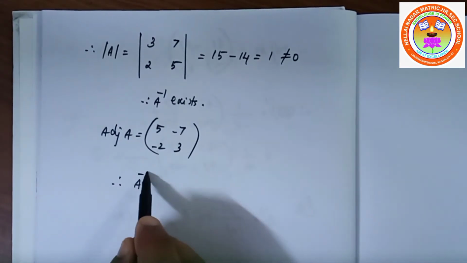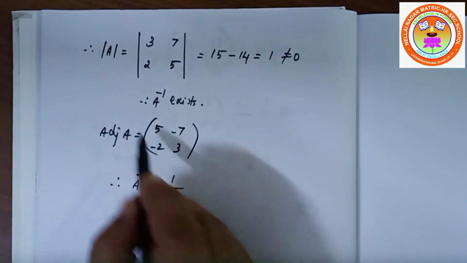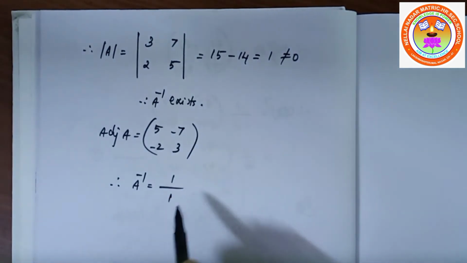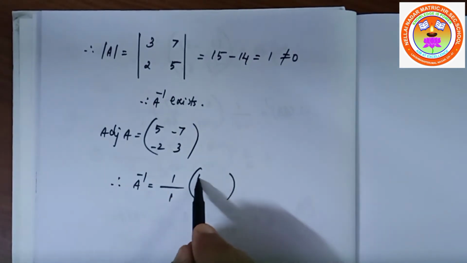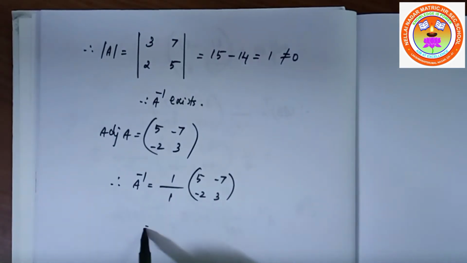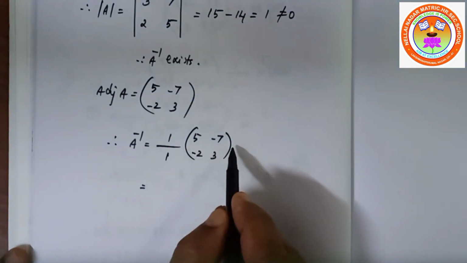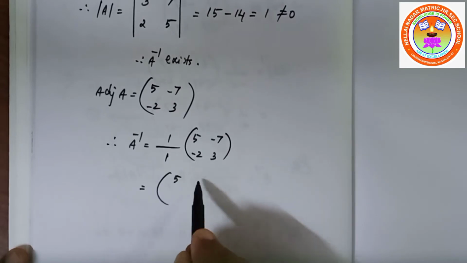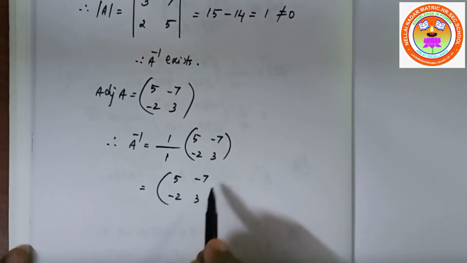Therefore, A inverse is equal to 1 by determinant of A. Determinant of A is 1, into adjoint of A, that is 5, minus 7, minus 2, 3. That is equal to 1 by 1 is 1. 1 into anything is the same thing. So you write 5, minus 7, minus 2, 3.